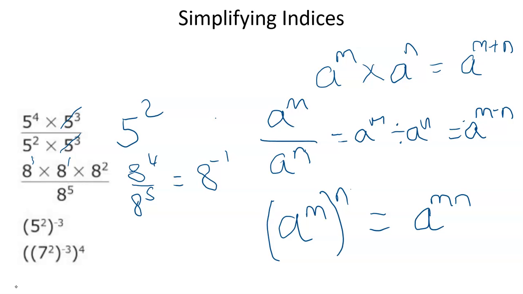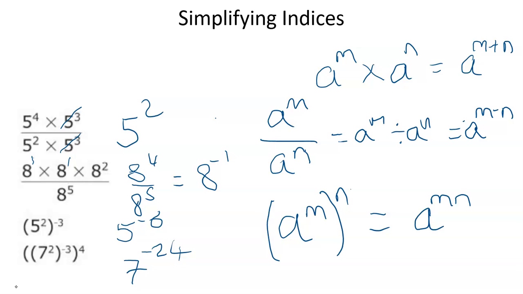you multiply the powers together. 2 times minus 3, it's 5 to the minus 6. And here you're raising to the power of 2, and then raising to the power of minus 3, and then raising to another power. Well, we just keep timesing them together. So 7 squared to the minus 3 to the positive 4. 2 times 3 is 6, times 4 is 24, and it's a minus because of that one. So it's 7 to the minus 24.